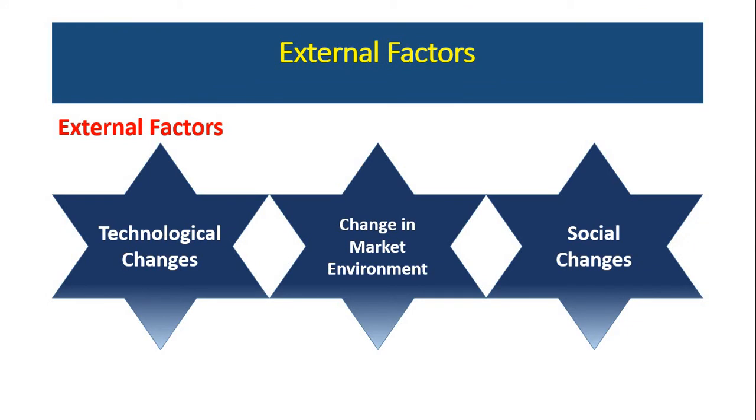The next one is the social changes. So we can say that social changes refer to all those changes which are occurring in society. It can be the lifestyle of the people, or a change in the culture of the people, the way they are living, or a change in the economic system of the people. So these are the changes which are occurring in society. These changes can also impact the organization.